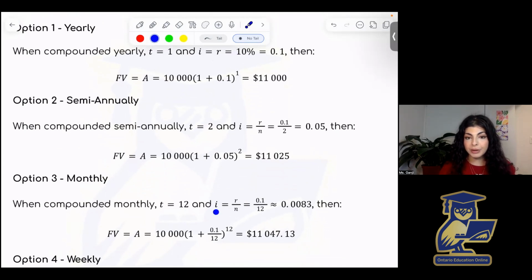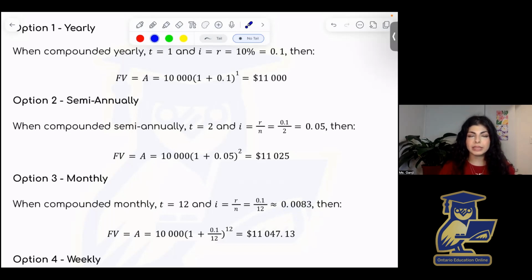And the interest per period over the year is going to be R divided by N, in this case 0.1 divided by 12. And this is approximately 0.083. And with your rates, I suggest keeping four decimal places. You won't get anything that's significantly smaller than that. But of course, if we're sticking to two decimal places, this is going to give you 0.01, which is not very accurate.